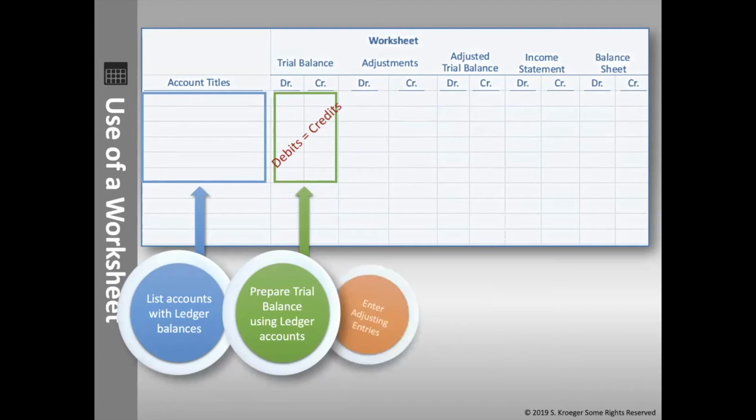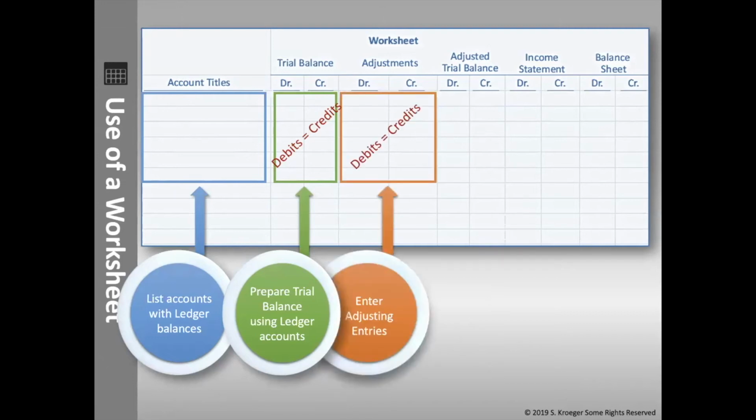Next, you want to input all of your adjusting entries. This worksheet can be prepared before you actually input the adjusting entries onto your books. This way, if there is a mistake, you can correct it before making the entry. Debits also equal credits here, and if not, then there is a mistake in the adjusting entries.